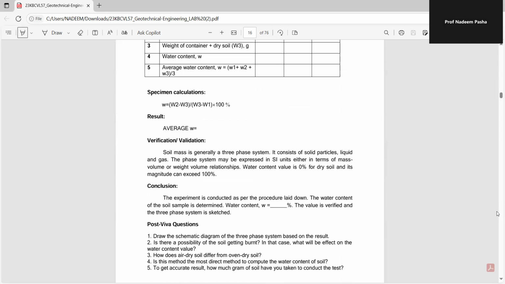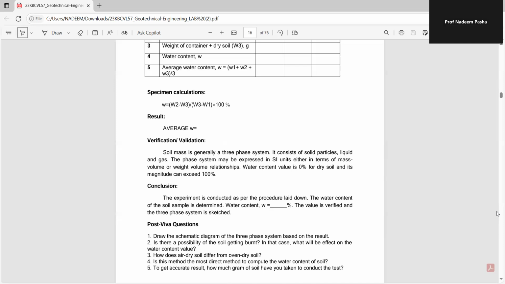Soil mass is generally a three-phase system. It consists of soil particles, liquid and gas. This we have already studied in geotechnical engineering. The soil consists of a three-phase system, solid particles, liquid and gas. The phase system may be expressed either in terms of mass, volume, or weight-volume relation. Water content value is 0% for dry soil. In dry soil, only two phases are there.